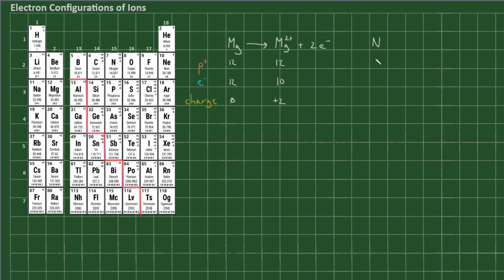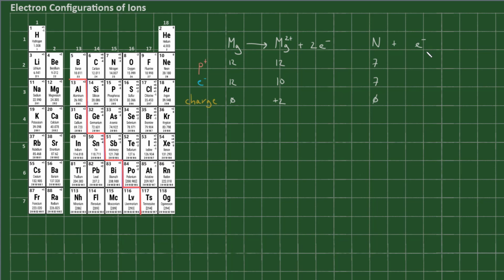A nitrogen atom has 7 protons and 7 electrons. Overall, it has a charge of 0. It is neutral. What will happen to the nitrogen atom? Will it become a cation or an anion? Nitrogen is a nonmetal. Nonmetals tend to gain electrons and become negatively charged anions. So nitrogen will gain a certain number of electrons.